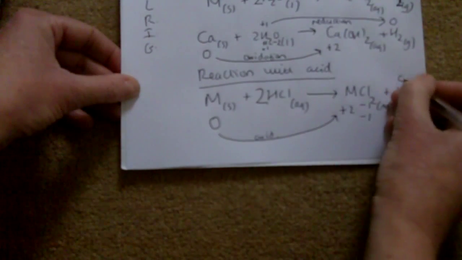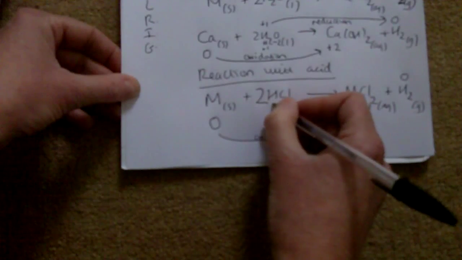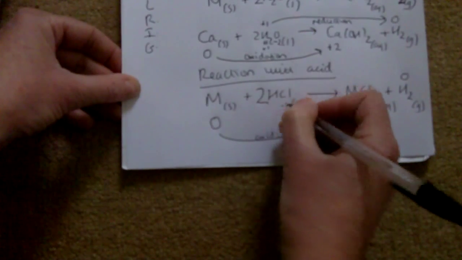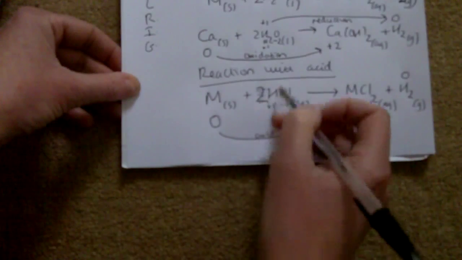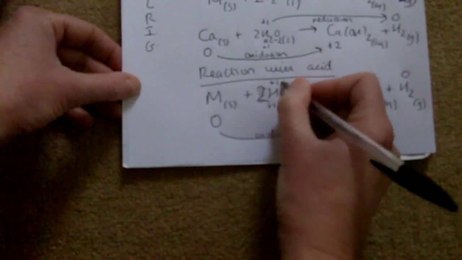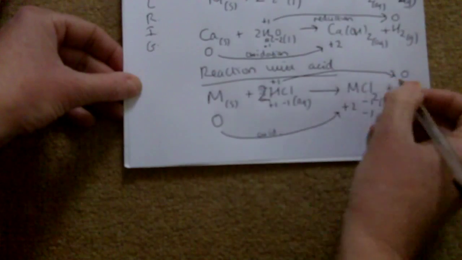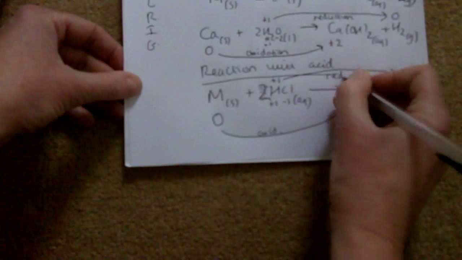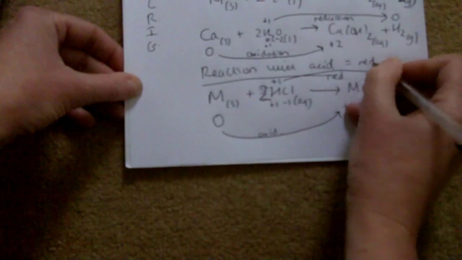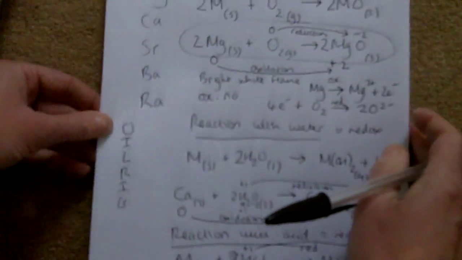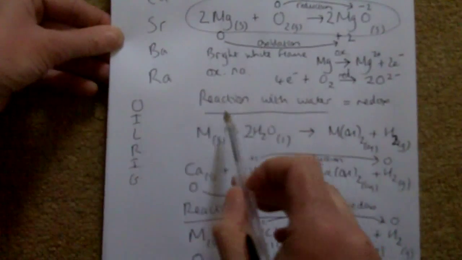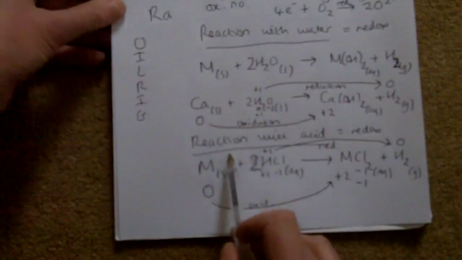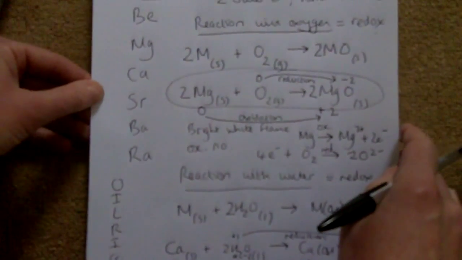Hydrogen is an element, has an oxidation number 0. H here, Cl is -1, H is +1. Remember, it's nothing to do with the number at the front. The oxidation number +1 to 0 is a reduction. So that is a redox reaction. Okay, so all these 3 examples, reaction with oxygen is redox, reaction with water is redox, reaction with acid is redox of group 2 metals.